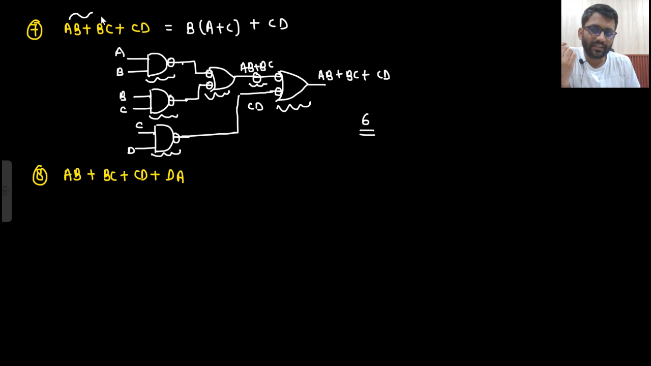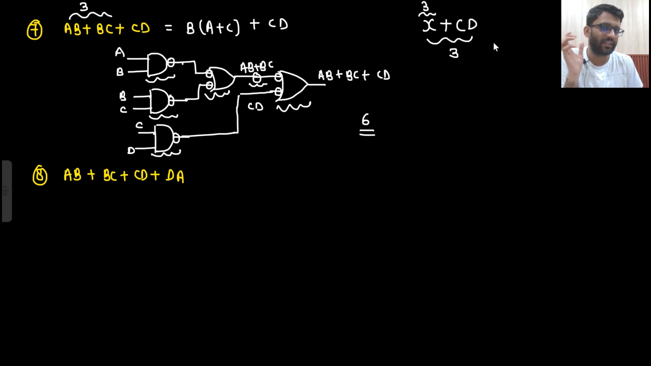To implement this AB plus BC, how many you require? 3. So let's just say I have implemented this function AB plus BC and I am denoting it as X. So X plus CD I need to implement. To implement X plus CD, how much you require? Another 3. So answer would be 3 plus 3 is equals to 6. In the examination, this is how also I can answer.